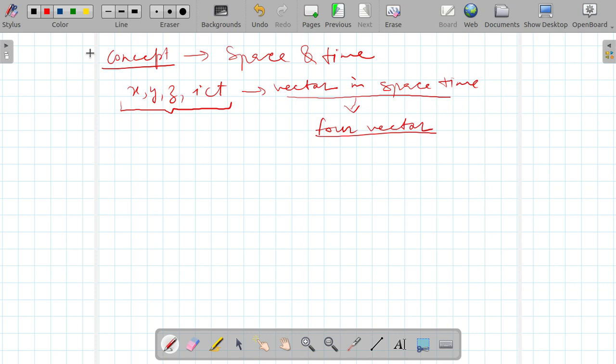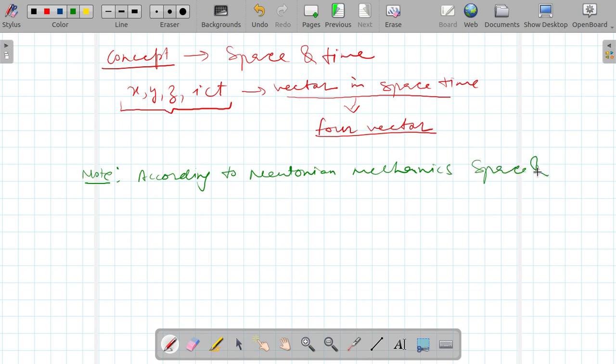That means, let me remind you of Newtonian mechanics. According to Newtonian mechanics, space and time are independent of each other.